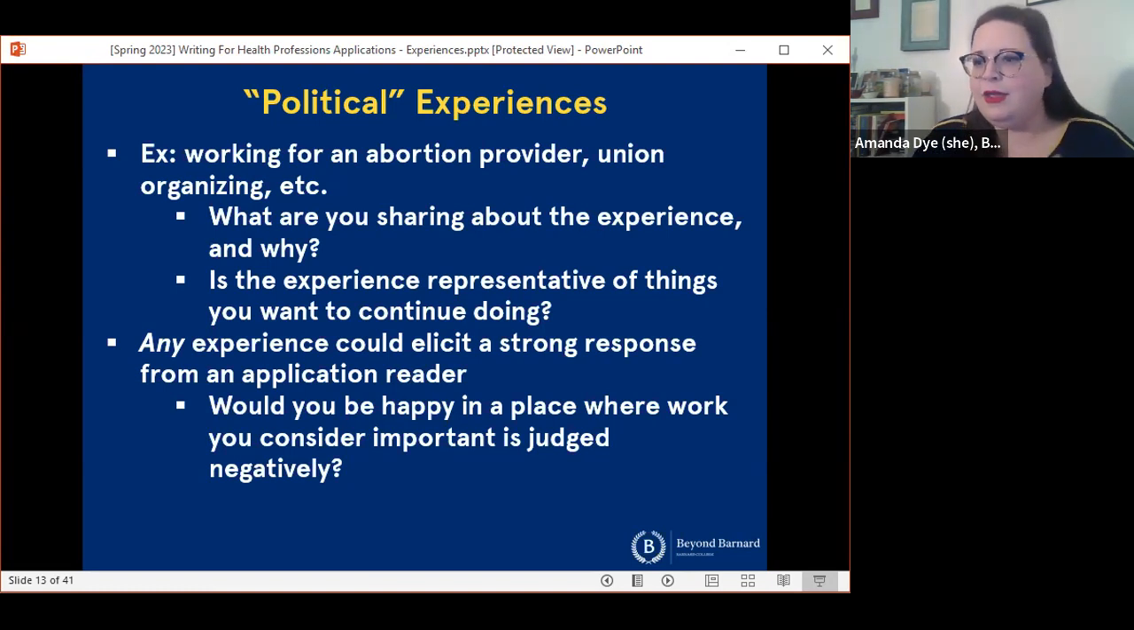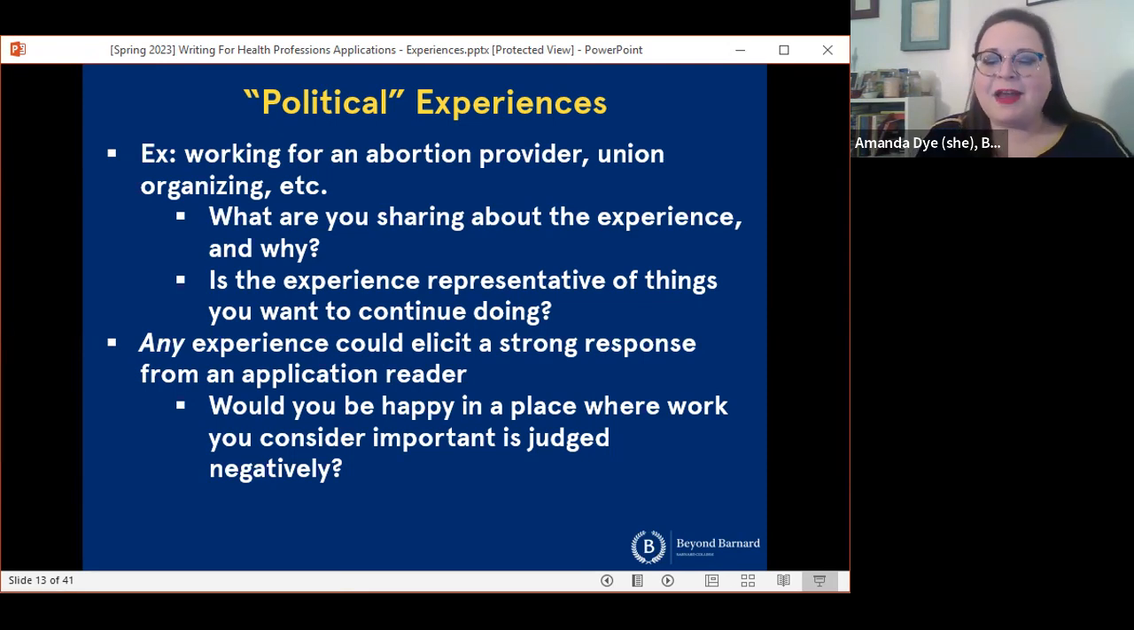People have their prejudices and their own experiences. And so something that you consider relatively anodyne could be something that kind of rubs somebody else the wrong way. And so since you don't have control over the way another person is going to receive your experiences, I think what you can think about is whether you'd be happy in a place where work that you consider really important and central to your values is judged negatively.